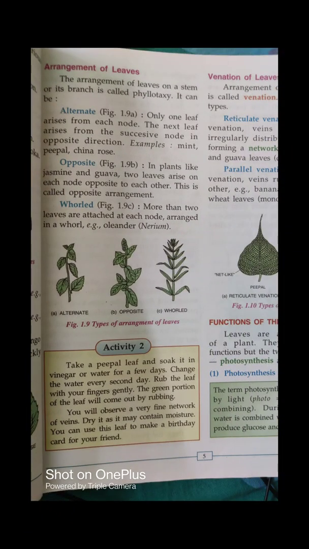What is opposite? In plants like jasmine and guava, 2 leaves arise on each node opposite to each other. That means in each node there are 2 leaves present opposite to each other. This is called opposite arrangement. Whorled is when more than 2 leaves are attached at each node. Example is oleander.